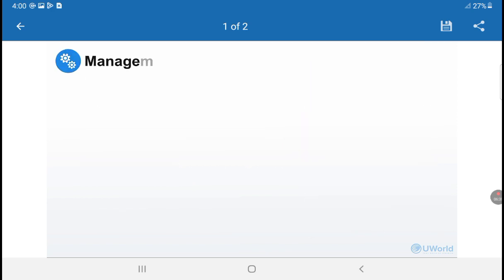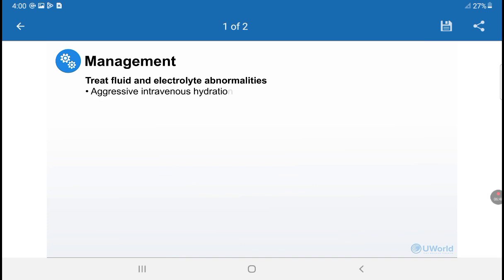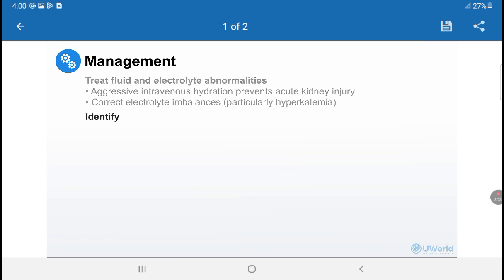The main goal in the management of rhabdomyolysis is to recognize and treat the resulting fluid and electrolyte abnormalities. Intravenous fluids are administered to maintain kidney perfusion and limit myoglobin toxicity in order to prevent acute kidney injury. Electrolyte imbalances should also be corrected to prevent complications such as cardiac arrhythmias. Appropriate management of precipitating factors, such as identifying and discontinuing offending medications, is also important to prevent persistent or recurrent rhabdomyolysis.